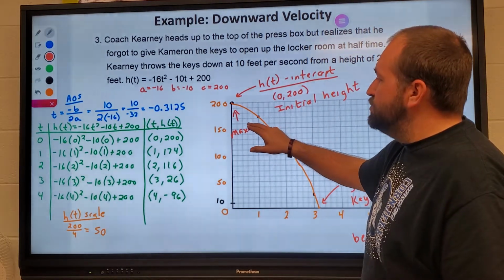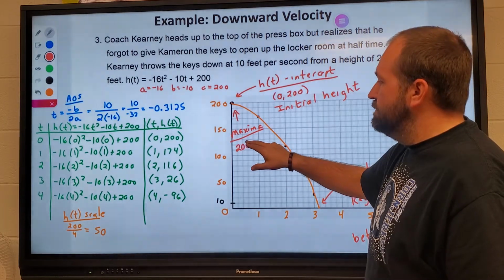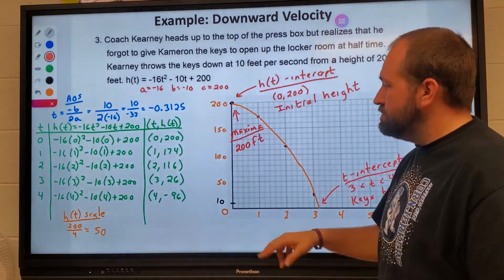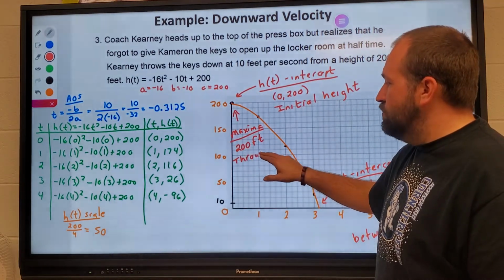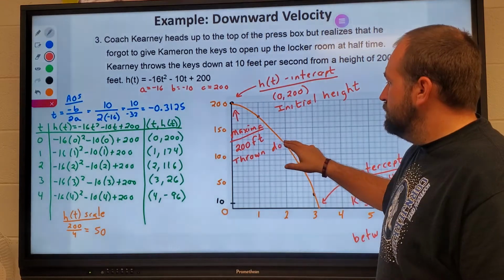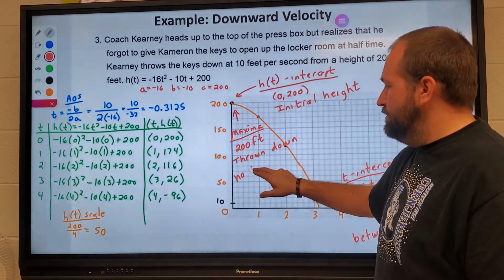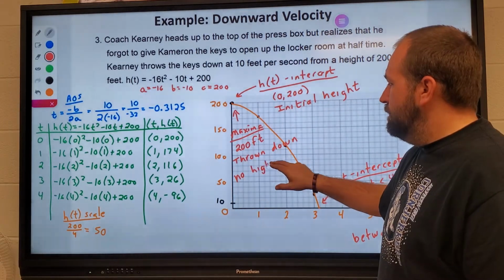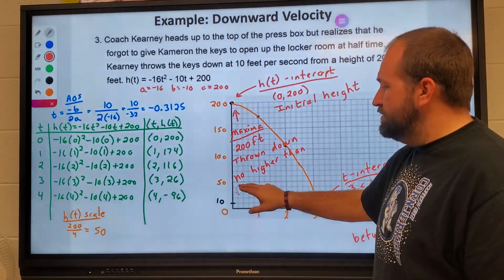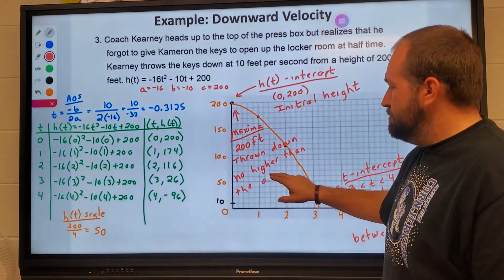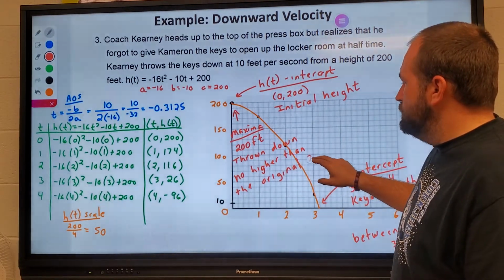Okay, but again, it's just the y value of that ordered pair. So this is going to be 200 feet. Okay? And this is because this was thrown down. It will go no higher than the original 200 feet.